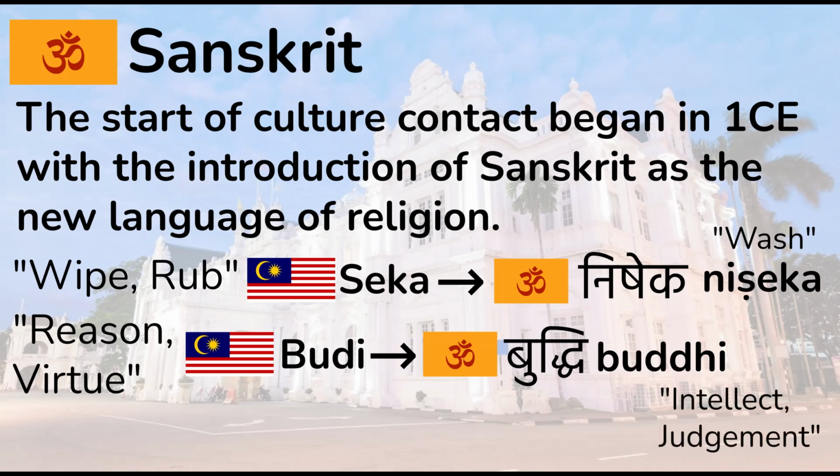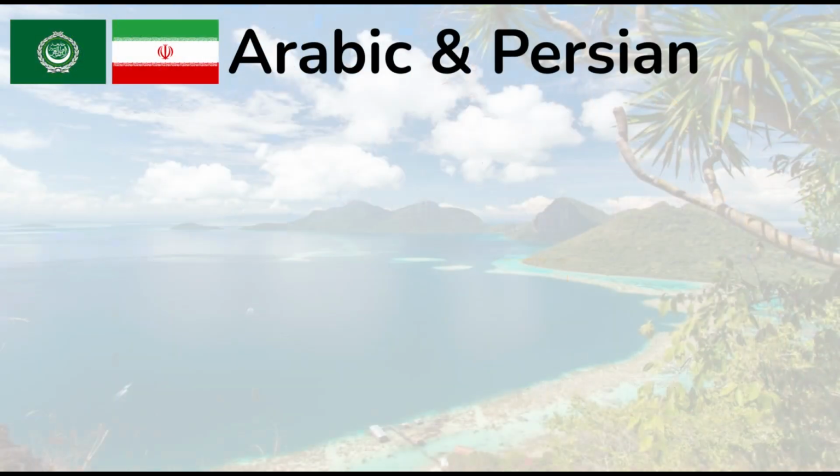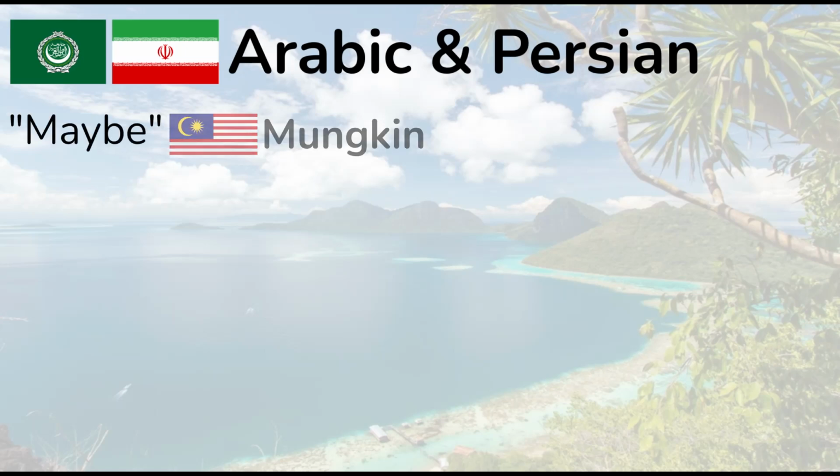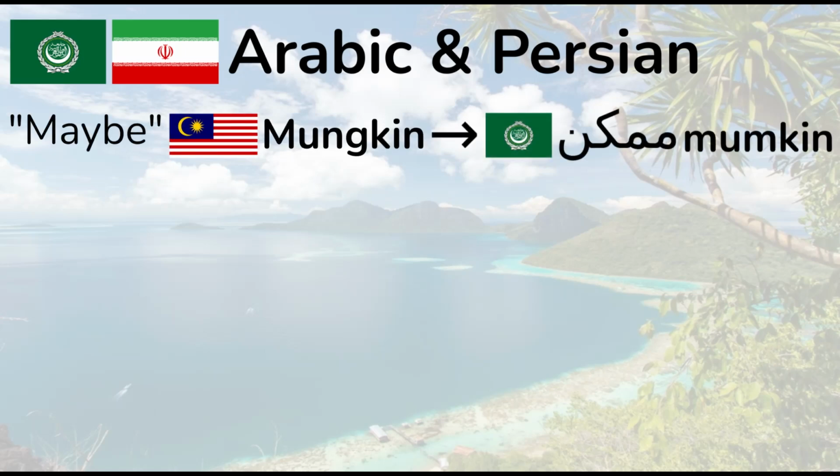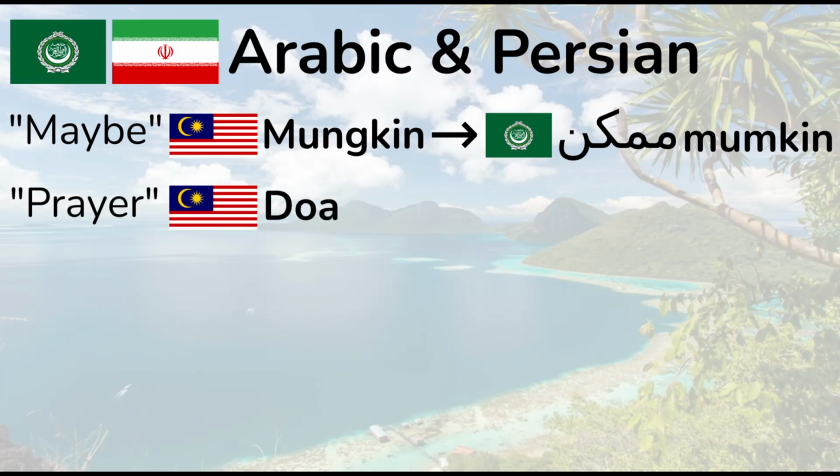The second and third languages Malay had contact with were Arabic and Persian, both of them coming from the fact that many travelers from the Middle East came into Southeast Asia. A lot of intermarriage and spread of Islam helped make some Arabic and Persian words enter Malay. A lot of them still in use today. The word for maybe, Mungkin, comes from Arabic mumkim.